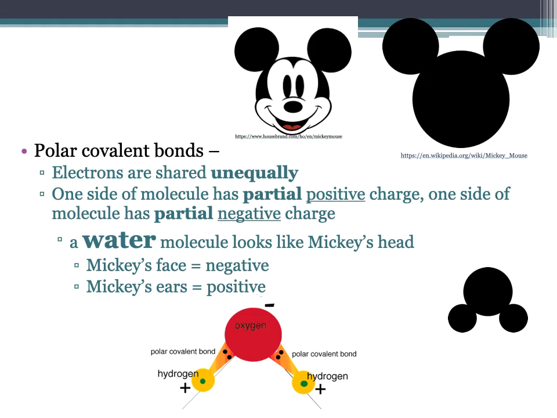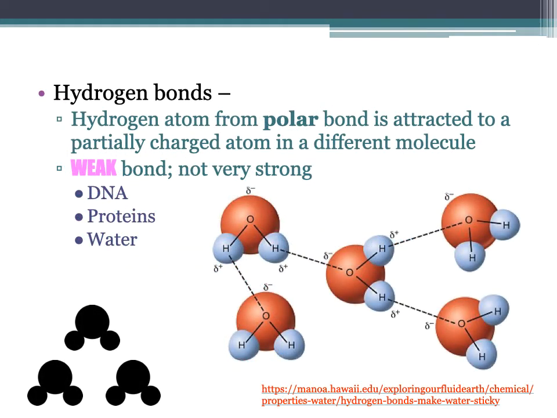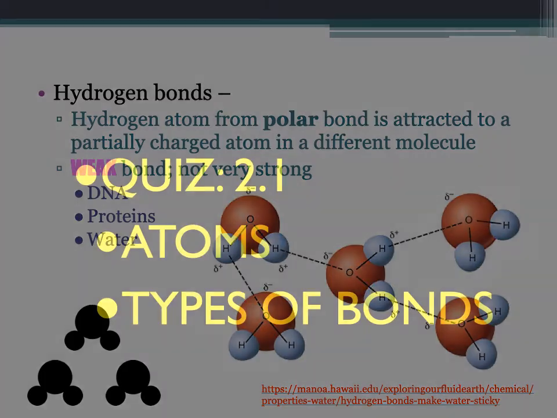In the case of a water molecule, an easy way to remember it, although it's not completely accurate, is that it looks like Mickey's head. The face is negative, and that's the oxygen. And the ears, those are the positive part of the molecule. Those are the hydrogens. These hydrogen bonds only can happen when you've got a polar molecule. They are a weak bond. They are not very strong, and you can find them in pretty much everything: DNA, proteins, and water. And they look like here the Mickey Mouses are attaching themselves. So ears to face to ears to face.